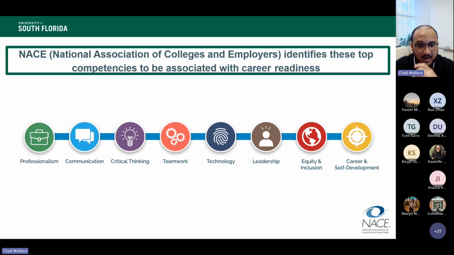And then last but not least, career and self-development. This is one where you really want to show your career goals. Where do you see yourself? For instance, when you go to an interview and they ask where you see yourself in 5 to 10 years, they ask those questions to assess your career and self-development. All right, so these are the competencies. Again, most of them are self-explanatory, but you want to make sure you are showcasing these things, whether in your class experiences or in your extracurricular involvements as well.